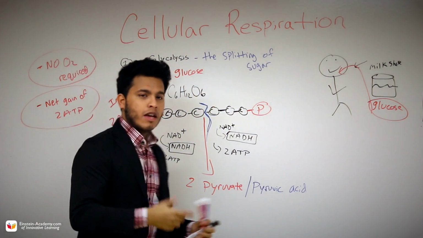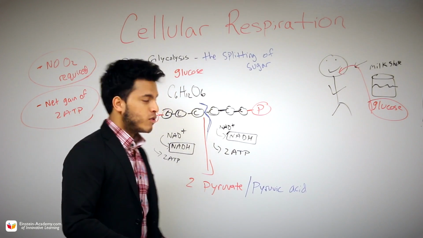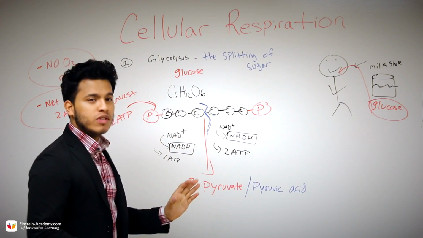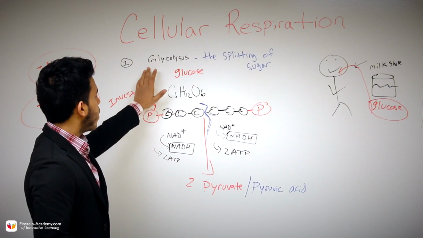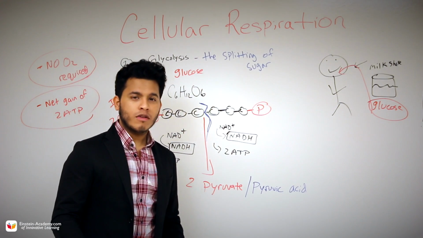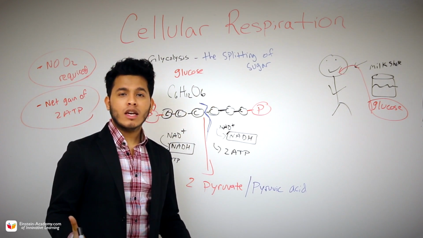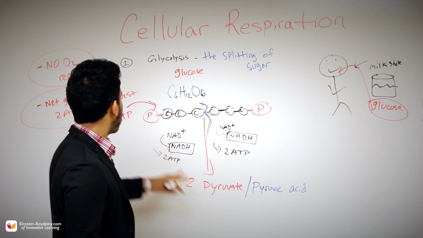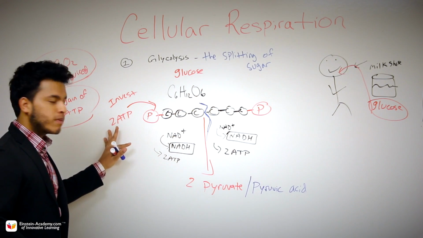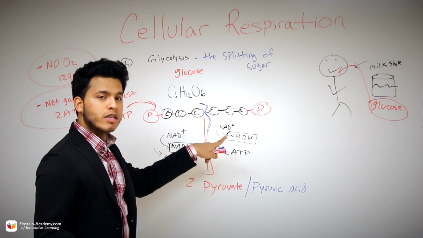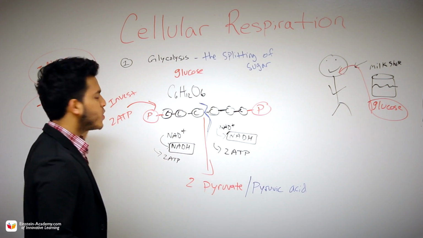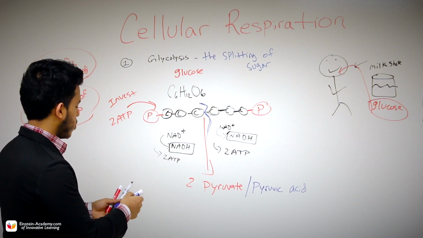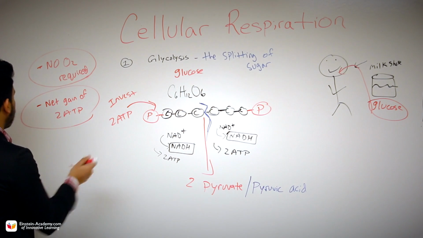And essentially, once again, I don't know why people find this topic somewhat difficult to memorize, but this is what you really have to know. Glycolysis, definition of glycolysis: the splitting of sugar. What happens? You take a glucose molecule and you convert it to 2 pyruvate. How do you do that? You invest 2 ATP molecules. You get 2 NADH molecules and you get a net gain of 2 ATP. Understand also that this process occurs in the cytoplasm.